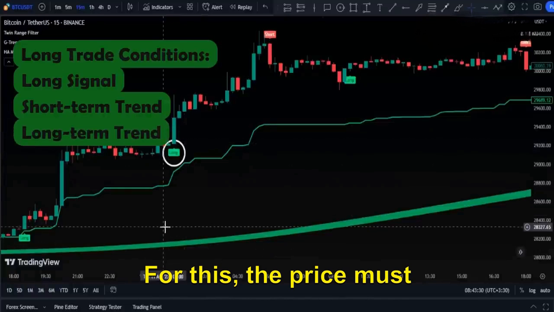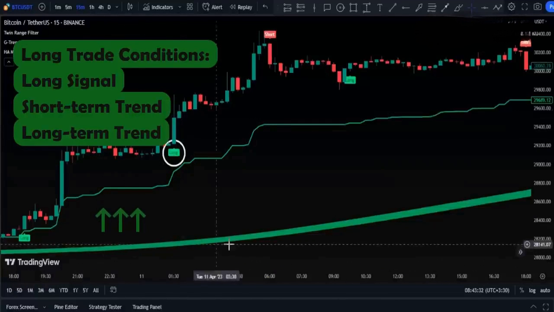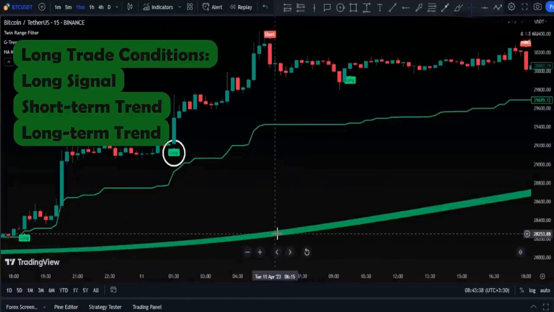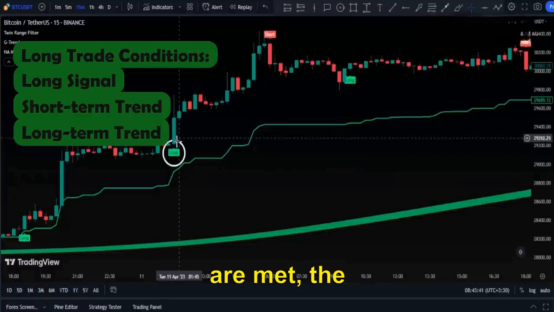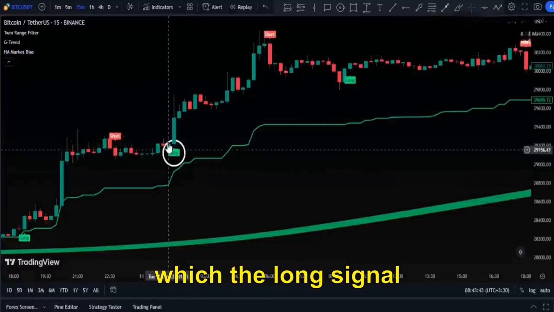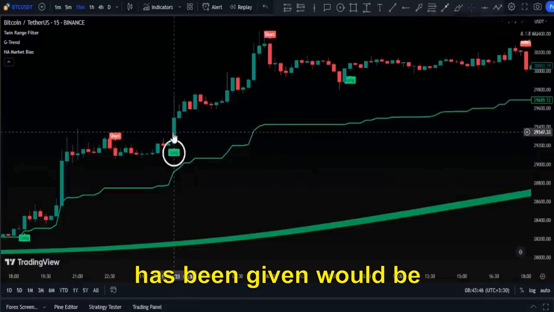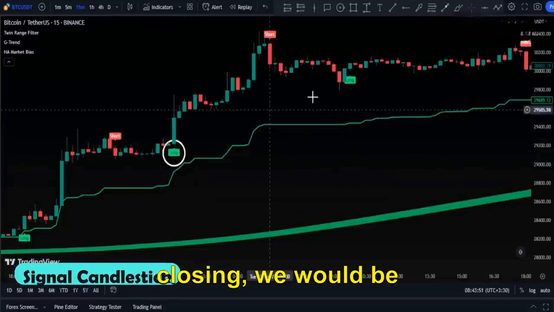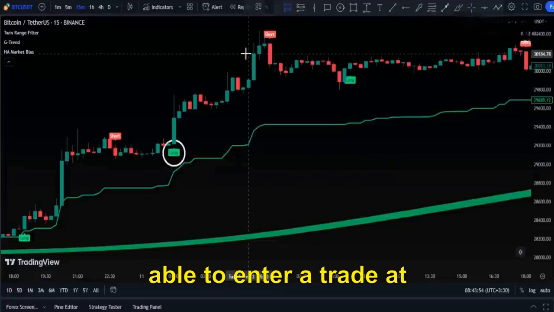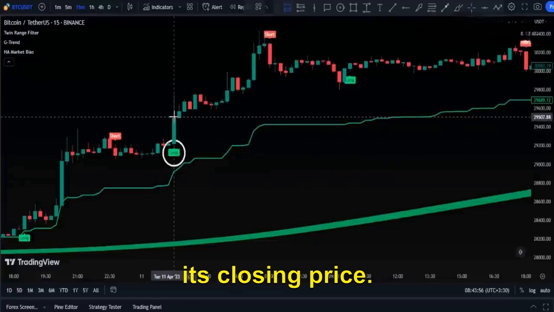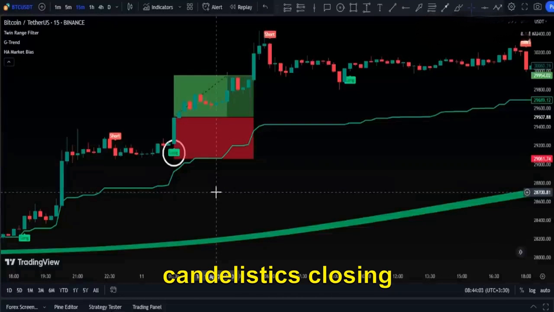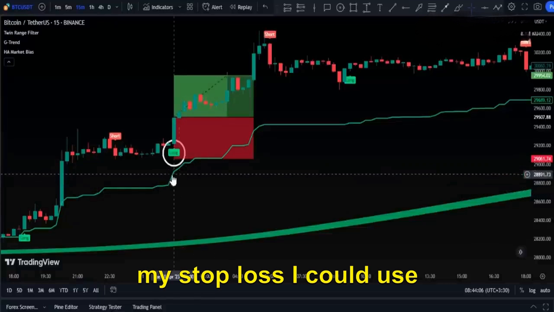Next, we gotta make sure that the long-term trend of the market is also ascending. For this, the price must be above the market bias indicator and the graph of market bias itself has to be green. If all these conditions are met, the candlestick below which the long signal has been given would be considered a signal candlestick, and with this candlestick closing, we would be able to enter a trade at its closing price.